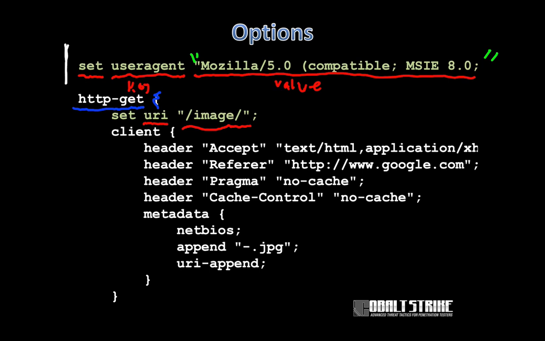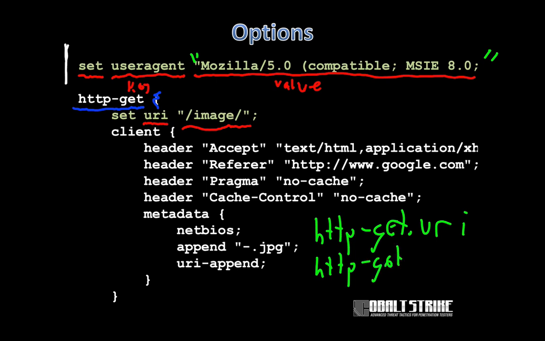In my documentation, you will often see me refer to an option that exists within a block like this. I might refer to it as http-get.uri, or I might do http-get and an arrow pointing to URI. The main thing I want you to understand here is that options are a way of setting specific key value pairs, both globally and within the context of specific blocks in your profile.